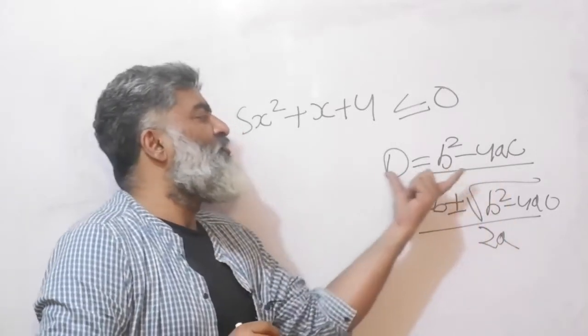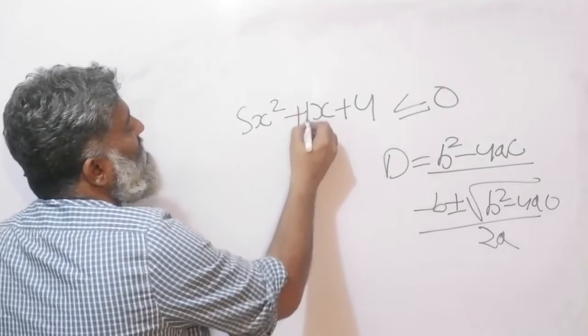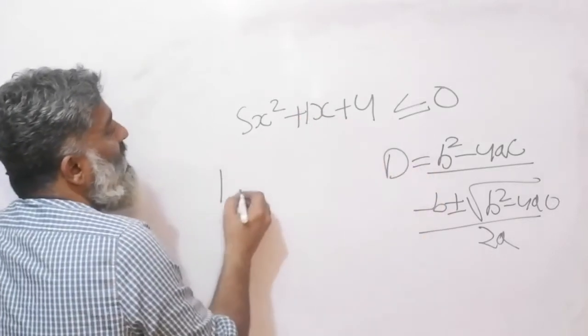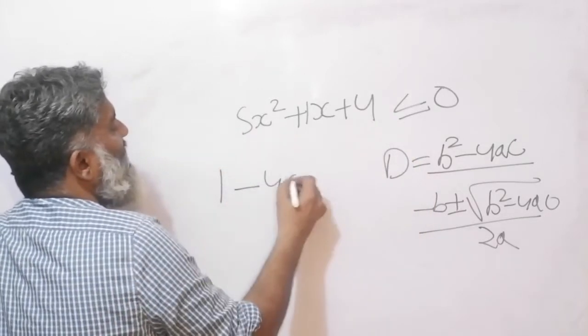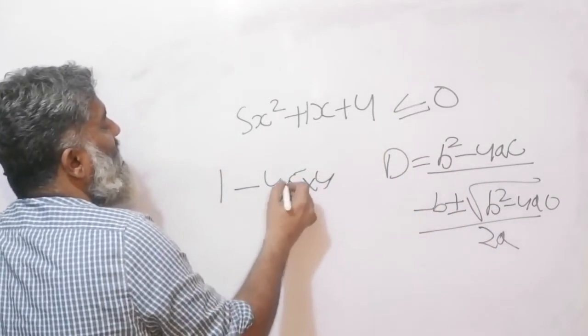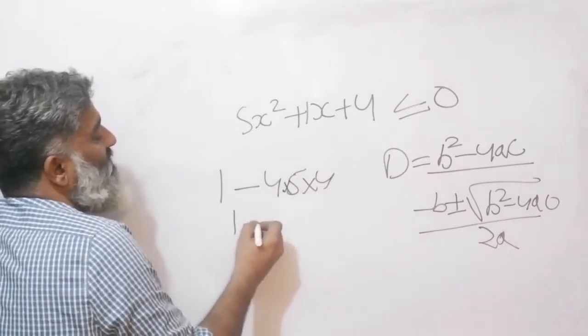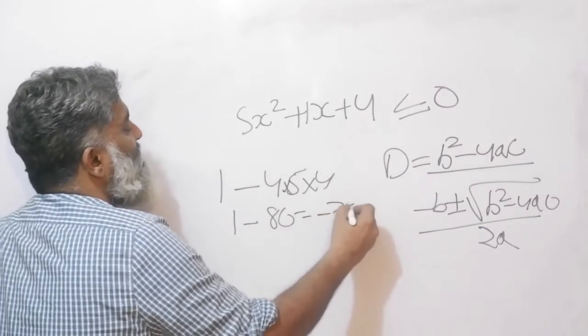So I'm straight away going to notice the determinant for this particular story. What is b? B is 1. So b square will be 1 minus 4. What is a? A is 5. What is c? C is 4. So 4 into 5 into 4. So 1 minus, this is 20 into 4, 80, and I will get a minus 79.